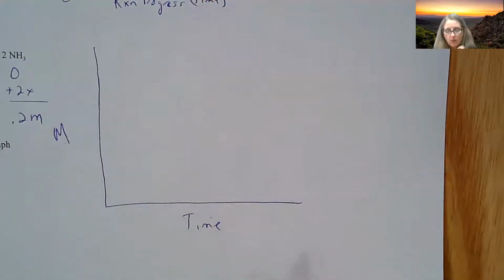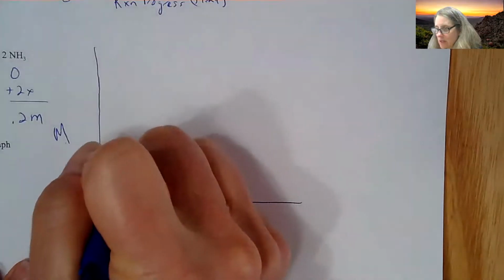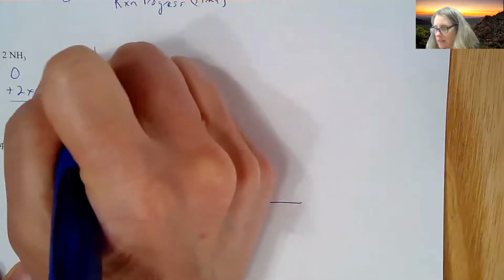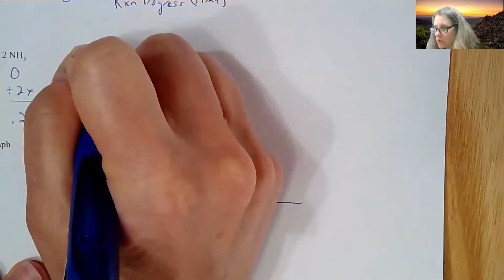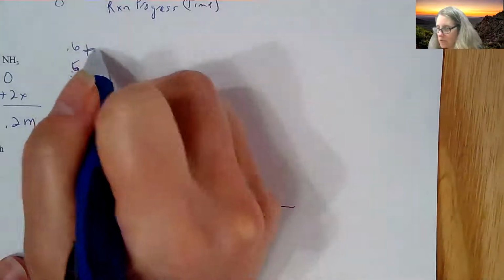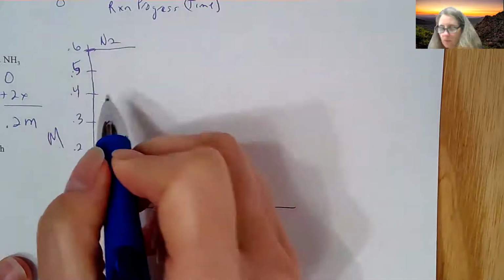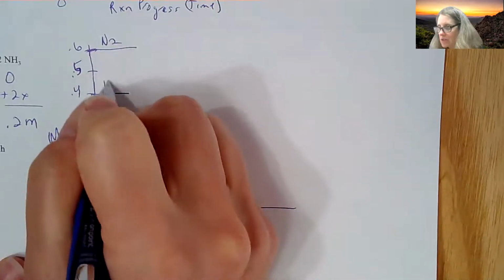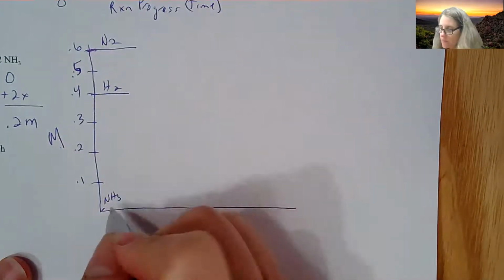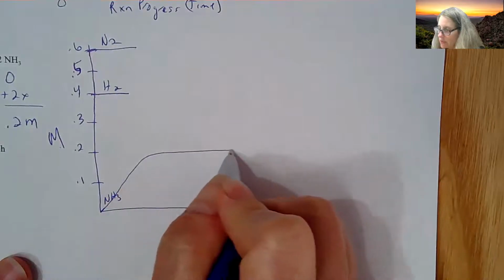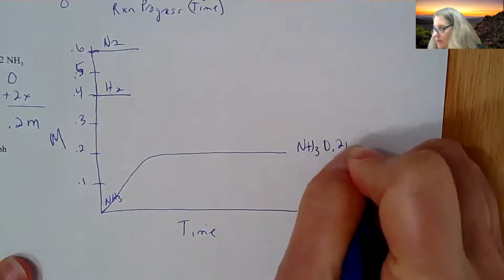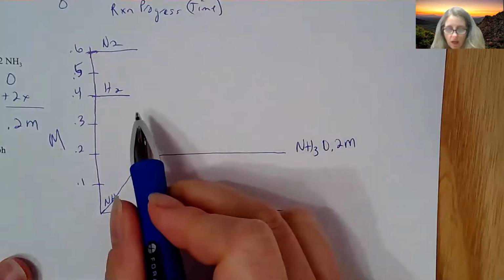There are a couple of things that I want you to focus on when you are doing the graph. First off, when you're setting up your axes, don't worry if it's not all that proportional or spread out very nicely. So nitrogen is starting at 0.6, so please label that. Hydrogen is starting at 0.4, and then my ammonia is starting down here at 0. So the ammonia ends up at 0.2, okay? So I'd like you to label it as 0.2 molarity over here on the right.